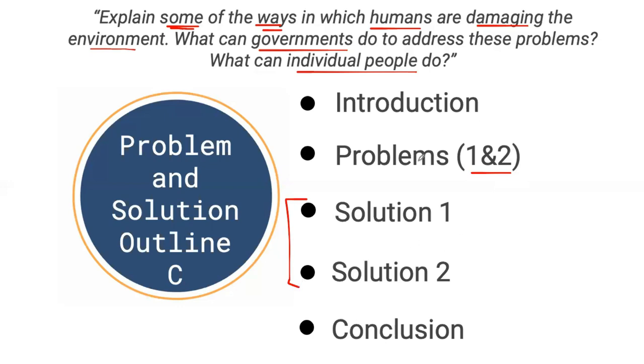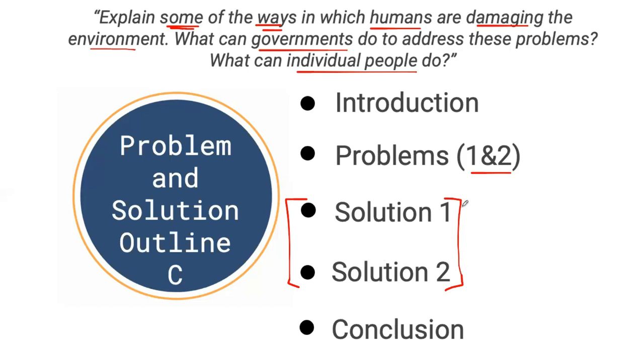So you'll have to think of two problems, two ways in which humans are damaging the environment. And we can put this in one paragraph because, again, the test takers are most interested in your ability to create solutions in the amount of time you're given for this writing prompt. So you'll want to focus your energy and your time on creating two solutions for these two problems. And that's why the solutions have their own designated paragraph.